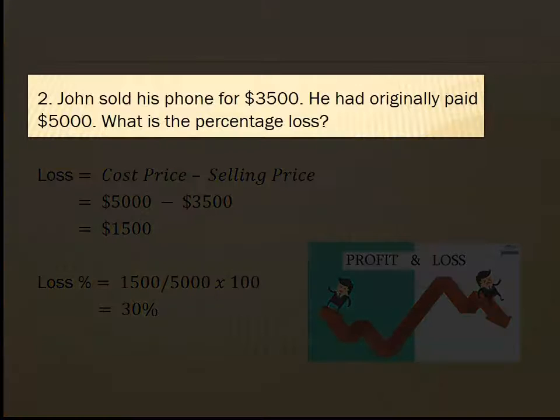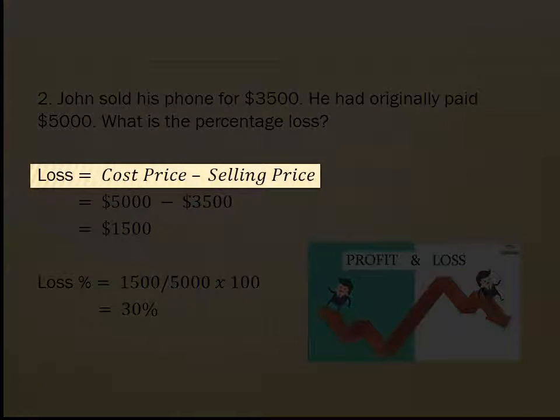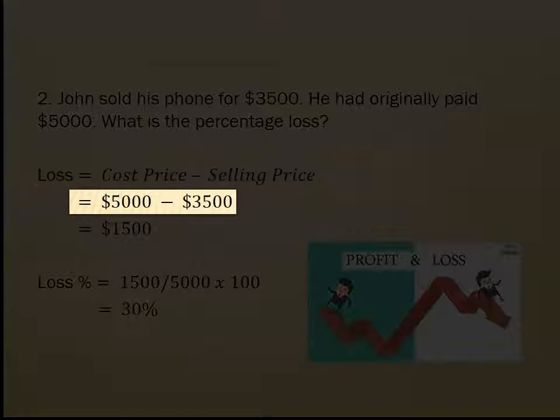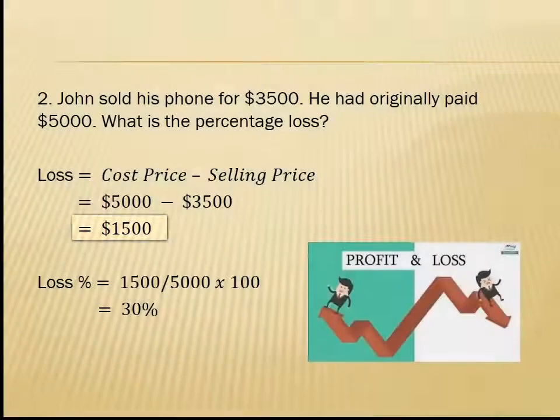In the second example, John sold his phone for $3,500. He had originally paid $5,000. What is the percentage loss? Loss is equal to cost price minus selling price, which is $5,000 minus $3,500, and this would give us $1,500. And so to calculate this as a percent, we would put 1,500 over 5,000 times 100, which would give us 30%.